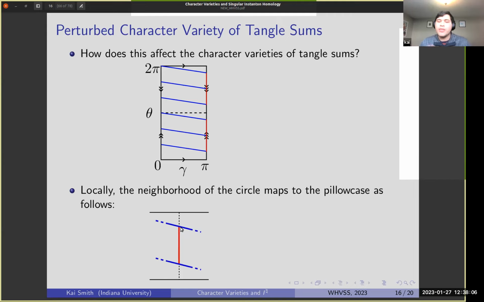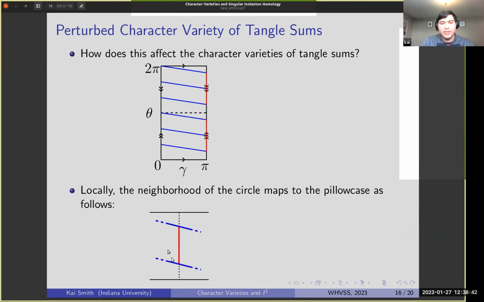When you take the tangle sum, all the singularities sort of have this same form. And so we want to understand what happens in this picture when we turn on our perturbation. One thing I'll note is that in this example, we also have this blue component which goes through the middle of the red circle, but that's only an artifact of the map to the pillowcase. So they map to the same point in the pillowcase, but in the actual character variety, the point on this blue arc doesn't intersect the red circle.